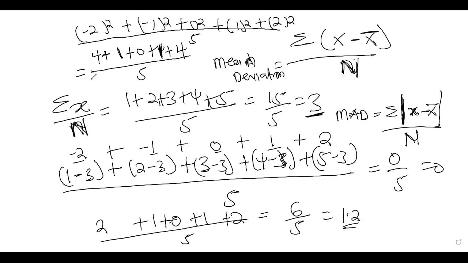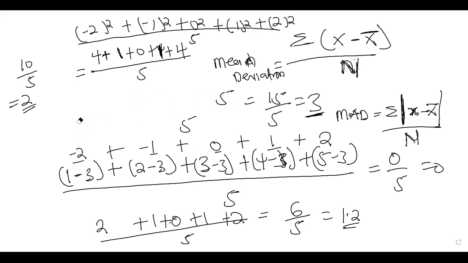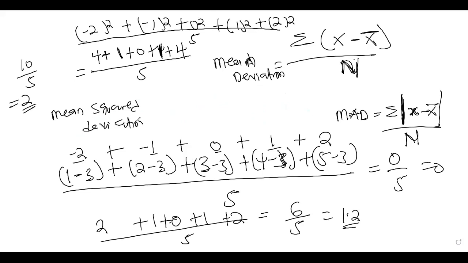Now, this is going to give you 10 over 5, and that is 2. So if you have followed this carefully, we have squared the deviations and found the mean of that. This brings to mind a formula called the mean of the squared deviations, or mean squared deviation, which some of you usually call variance. So this is sigma x minus x bar squared all over n. This is variance.